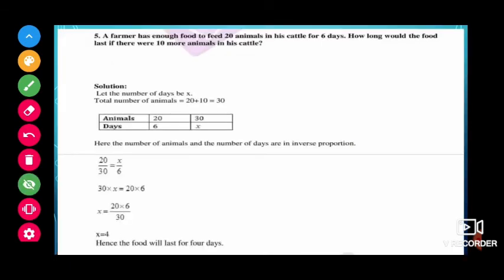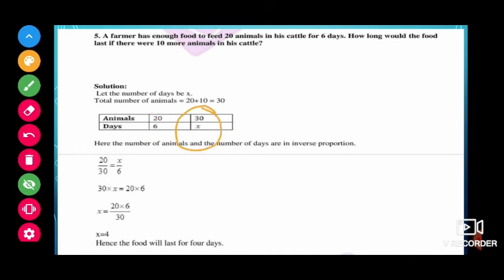A farmer has enough food to feed 20 animals in his cattle for 6 days. How long would the food last if 10 more animals are added to his cattle? Here, in the first case, there were 20 animals and the food will be there for 6 days.